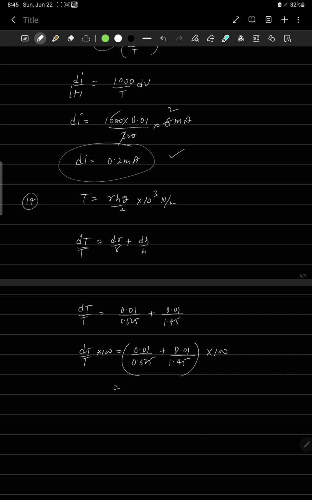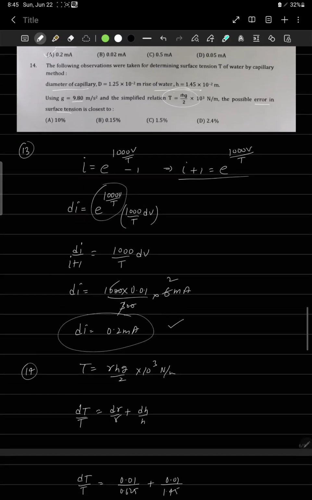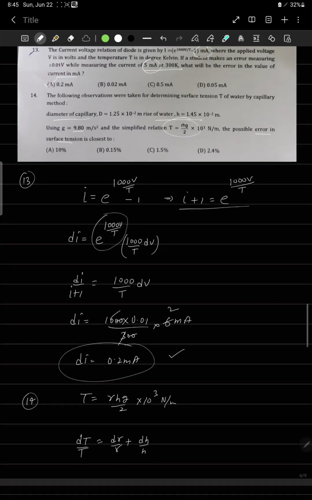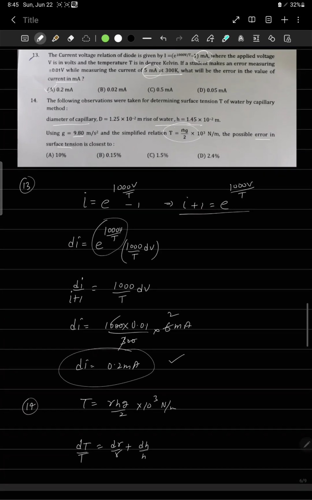When I solve this one, I hope we'll get the answer. You can try to solve this one and you'll get the answer 1.5%. So option C is correct here. Let's move to the next question.